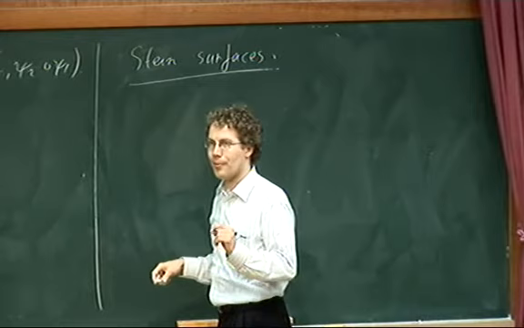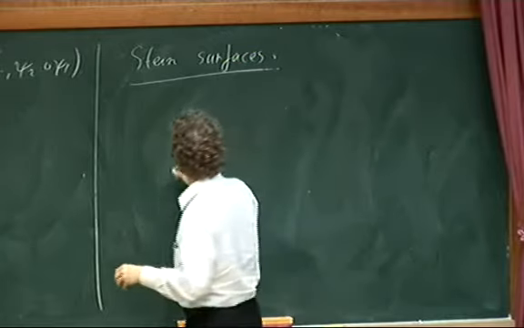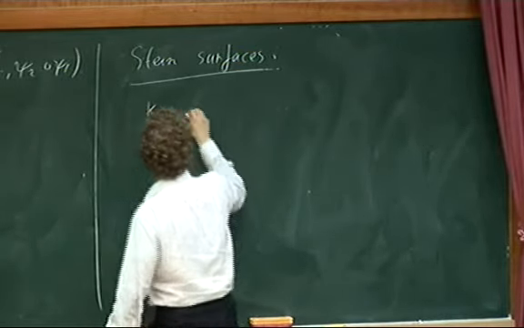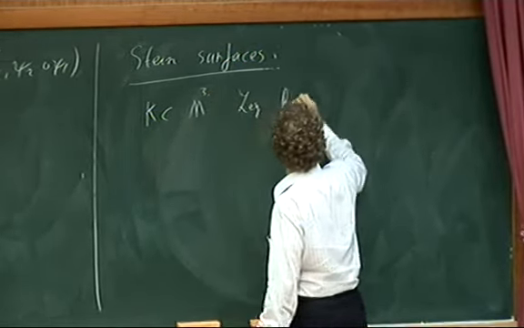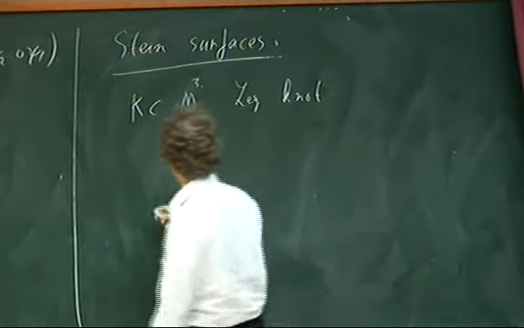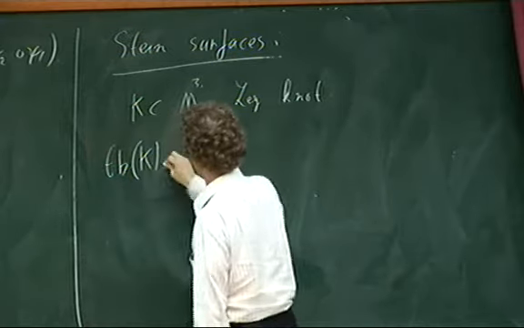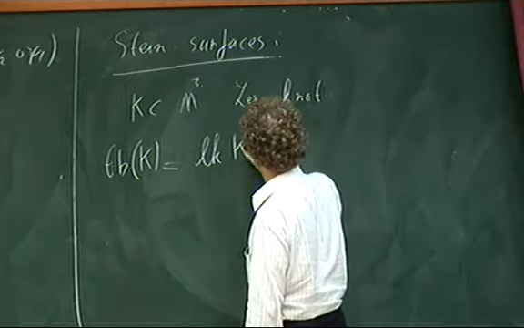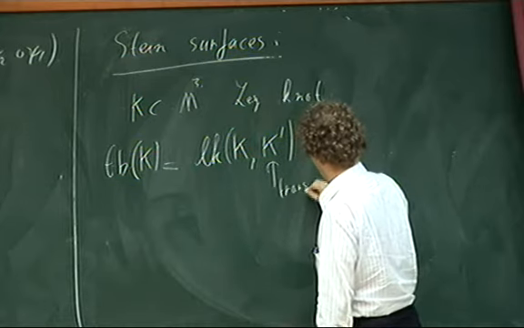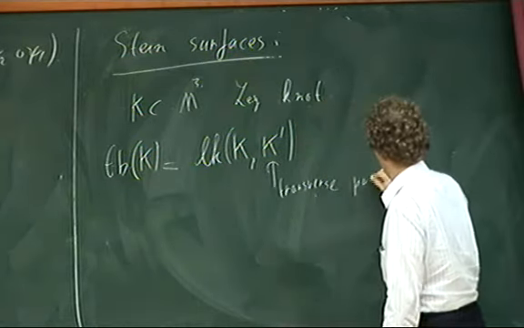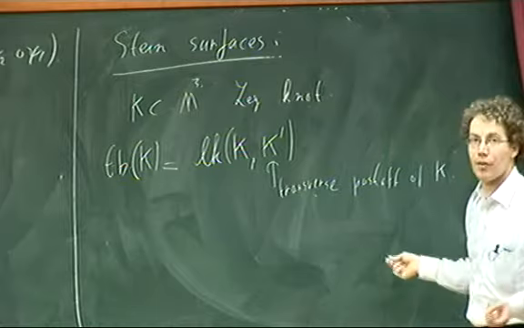So what is it? The Thurston-Bennequin invariant was only semi-defined so far. Let K in M3 be a Legendrian knot. Then the Thurston-Bennequin invariant of K is the linking number of K and K prime, where K prime is a transverse push-off of K.